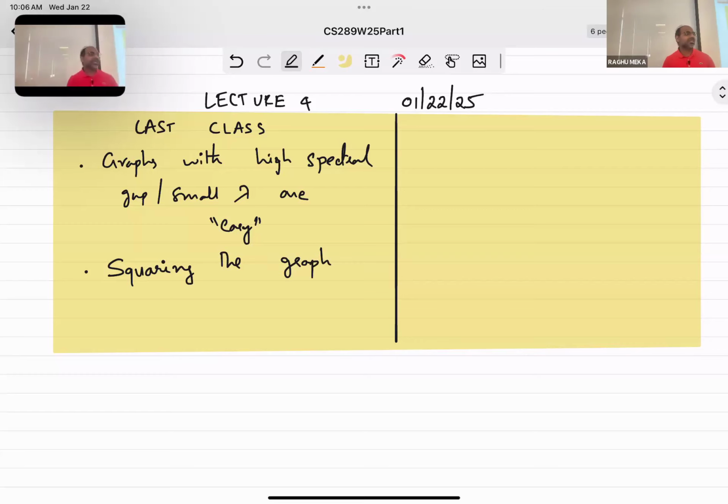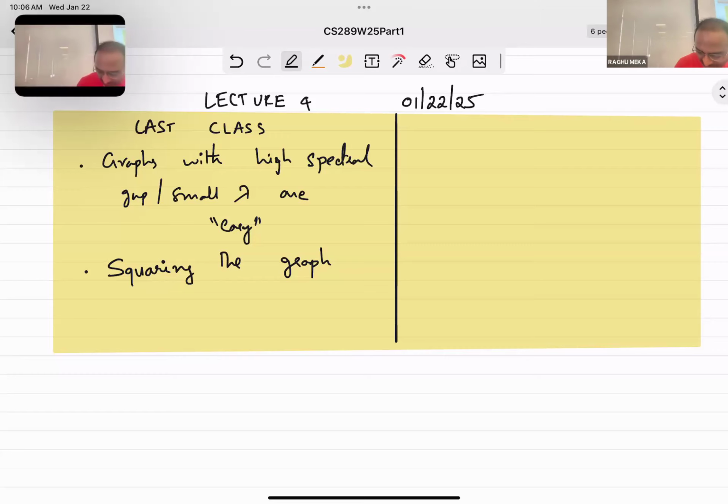right? Squaring the graph just meant that you're literally just taking the square of the adjacency matrix. And the graph theoretic interpretation is you're short-circuiting hops of length 2. You take 2 steps, and wherever you land, you put a direct link between them, okay? This could potentially lead us to multi-graphs, but everything carries over as it is.